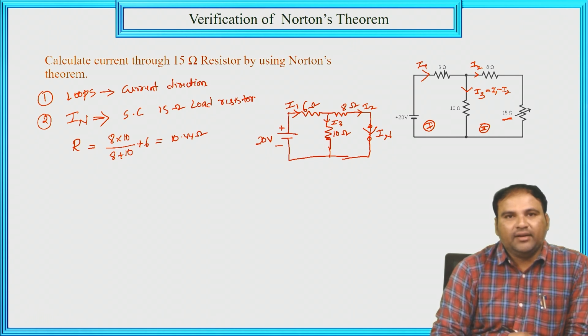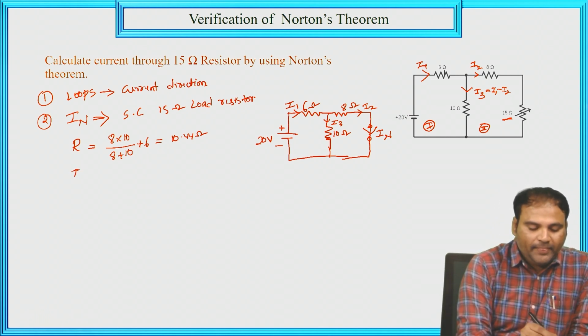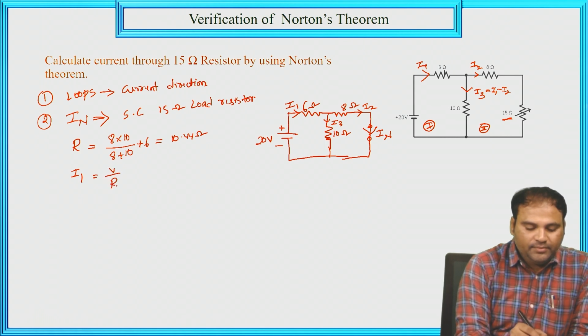Now we need to calculate the total current. The total current means that from the 20 volt voltage source, that is I1. The total current I1 is equal to, according to Ohm's law, V by R. So what is V? 20. And what is R?